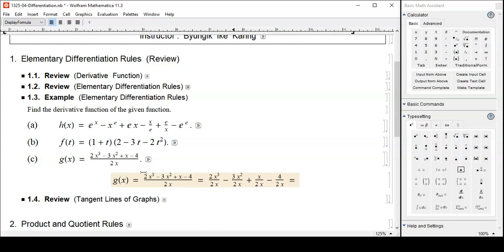Anyway, we successfully separated the numerator, and then we can simplify each term. So 2 over 2, so number part is 1, we get just x squared. And then next we have 3/2 x to the first power. And then we get 1/2 after canceling x out. And finally, minus 2x to the negative 1 power, because x is now downstairs.